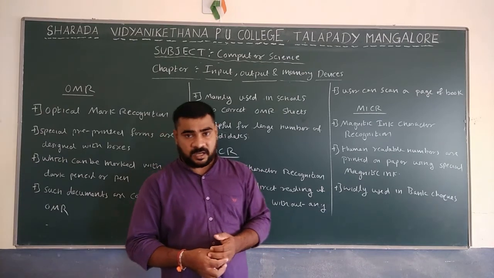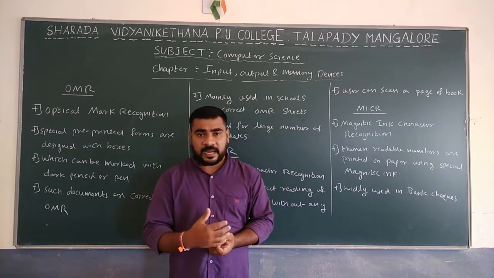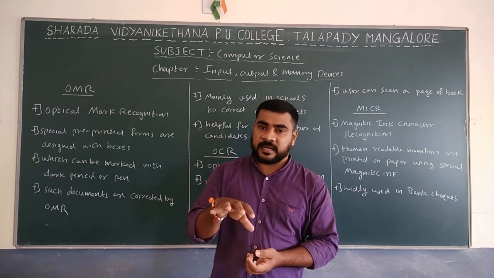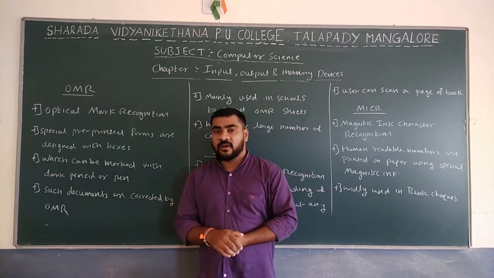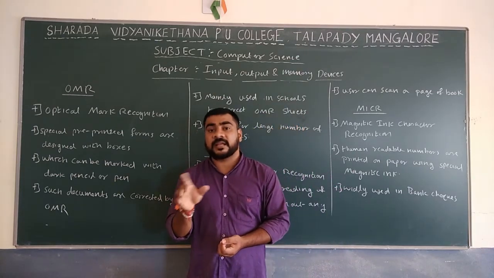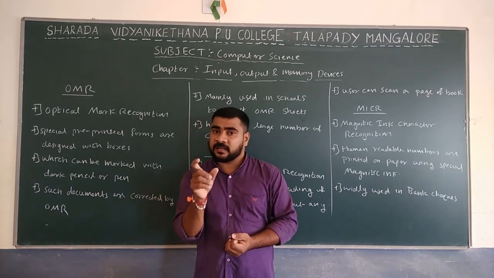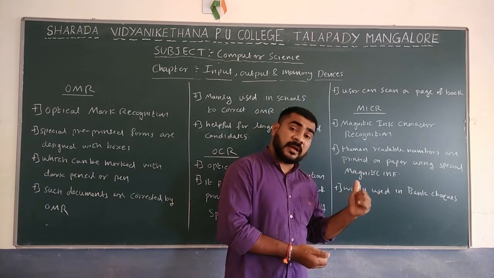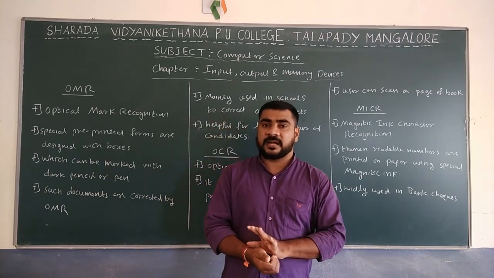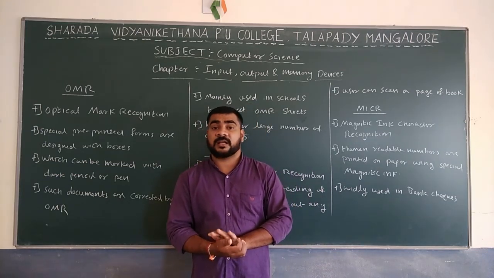The next one is MICR. MICR means magnetic ink character recognition, which is widely used in bank checks. If you take a bank check, down below there will be a serial number. That is a unique number, with a unique size and a unique ink used for it. It is written using magnetic ink, and those magnetic ink letters can be read by the MICR. It is known as magnetic ink character recognition or magnetic ink character reader.